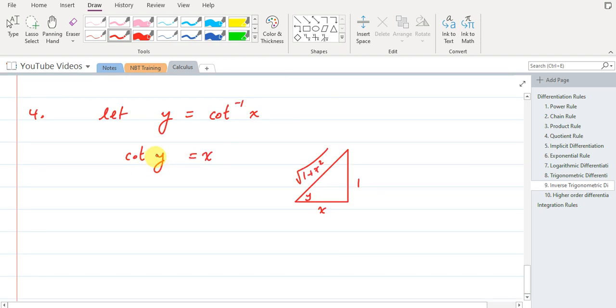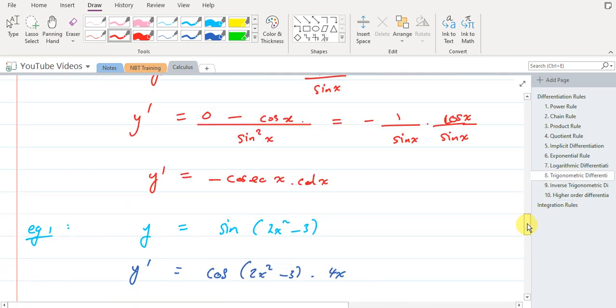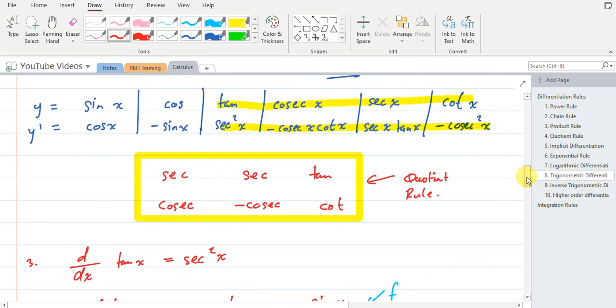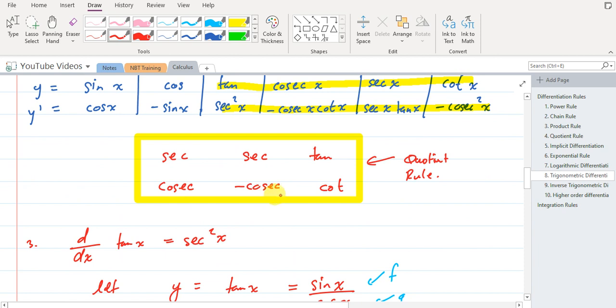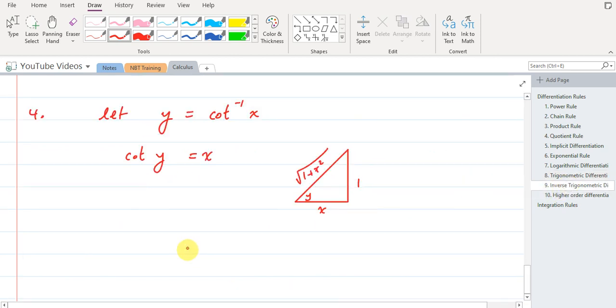So to find the derivative of cot, you can look at the trigonometric differentiation that I have done, and I use this table over here: sec, sec tan, cosec, negative cosec cot. The derivative of cot is negative cosec squared. So I'm going to write negative cosec squared y times y prime. The derivative of cot y is negative cosec squared y, but remember y is a function in x, so times y prime is equal to 1.